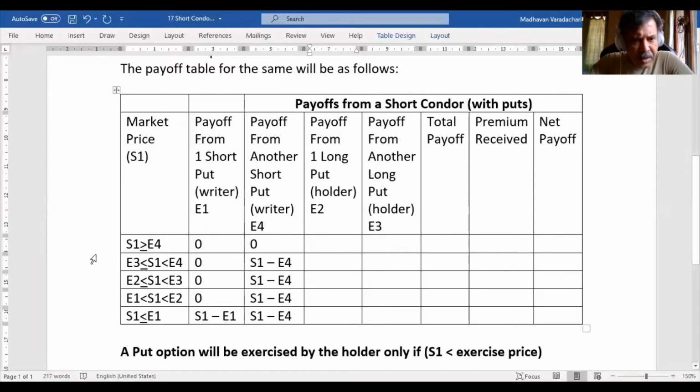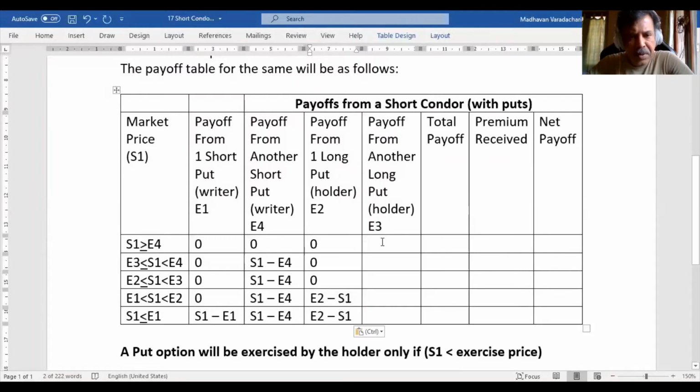It is a put option. Market price is larger than E4, which means it will be larger than E2 also. I won't exercise. Market price is larger than E3, which means it will be larger than E2 also. I won't exercise. Market price is larger than my exercise price. I won't exercise. Market price is lesser than my exercise price. I will exercise. My profit will be E2 minus S1. Here market price is lesser than E1, which means it will be lesser than E2 also. I will exercise. Sorry, initially I made some mistake.